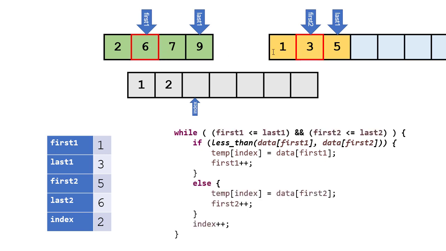Then we compare the two first elements again. 3 is smaller, so we copy that. We increment first two. Then we compare the first elements again. 5 is less than 6, so we copy 5.